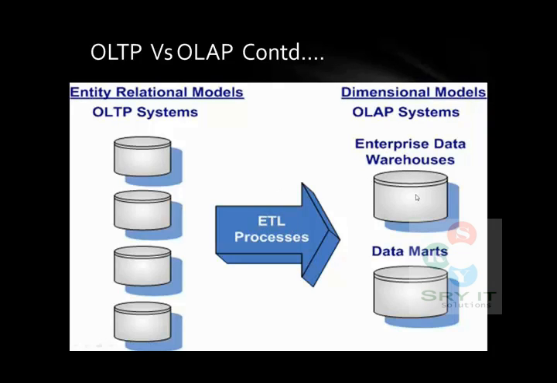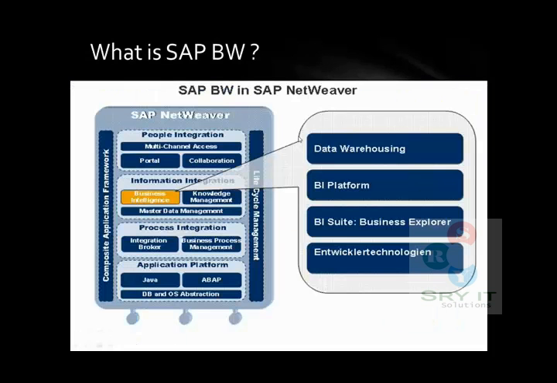Within SAP BW, it contains its own ETL technology. We'll be discussing that ETL technology in detail in our regular session. ETL is what we implement when we want to extract the data from different OLTP systems into your warehouse system. Now moving on to SAP BW history. SAP BW fits into the information integration layer of the SAP NetWeaver platform. In this business intelligence, you will have components like the data warehouse, BI platform, and Business Explorer, the BI suite. What it means, let's go into detail.